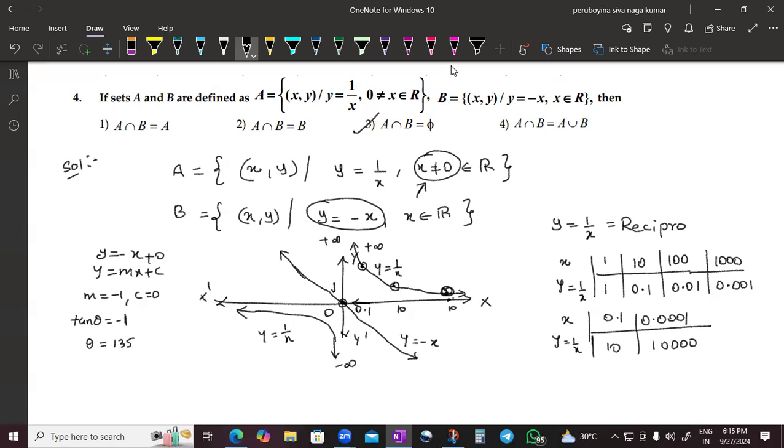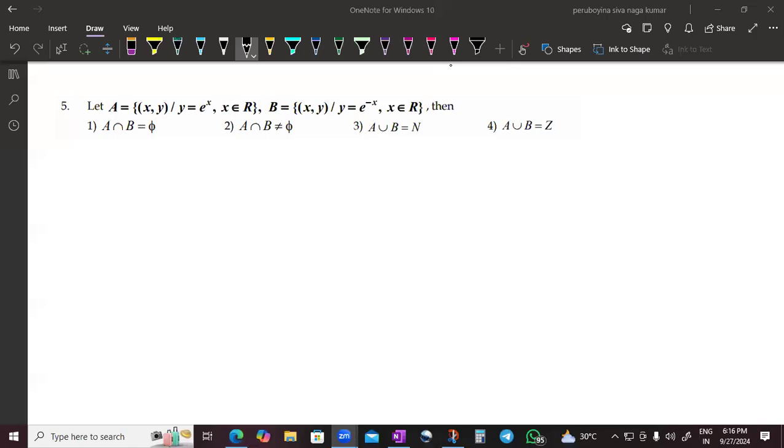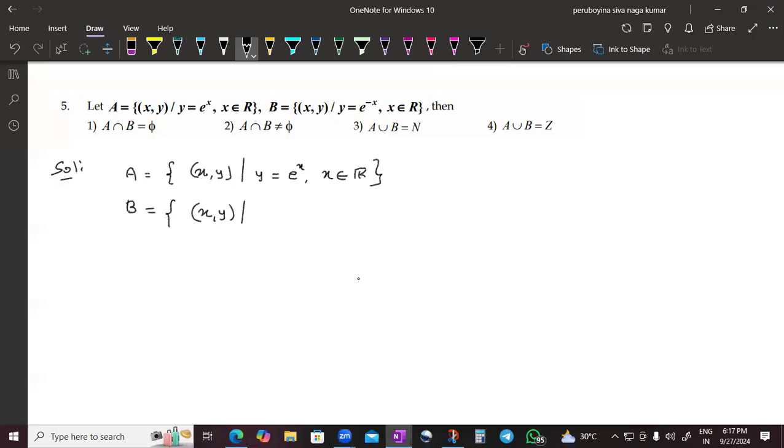Okay. Hope you understood this. So the next question, A equal to the set of ordered pairs x comma y such that y equal to e power x, and x can be any real number. B is another set which is also the set of ordered pairs x comma y such that y equal to e power -x, where x belongs to capital R.